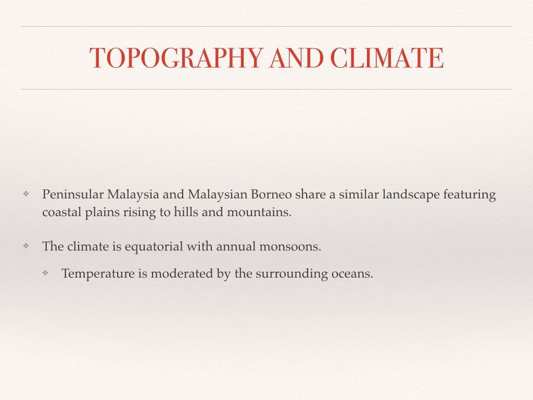Topography and climate. Peninsular Malaysia and Malaysian Borneo share a similar landscape featuring coastal plains which rise to hills and mountains. The climate is equatorial with annual monsoons. Temperature is pretty moderated by the surrounding oceans.